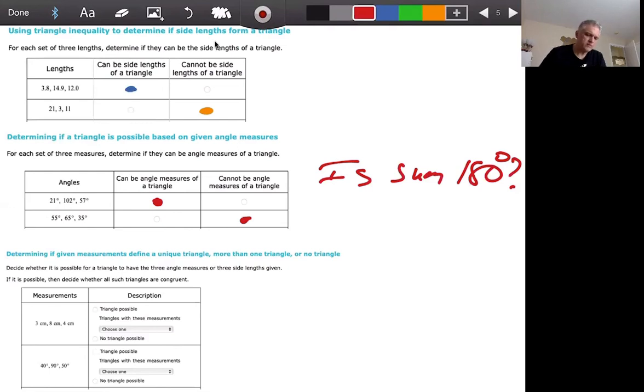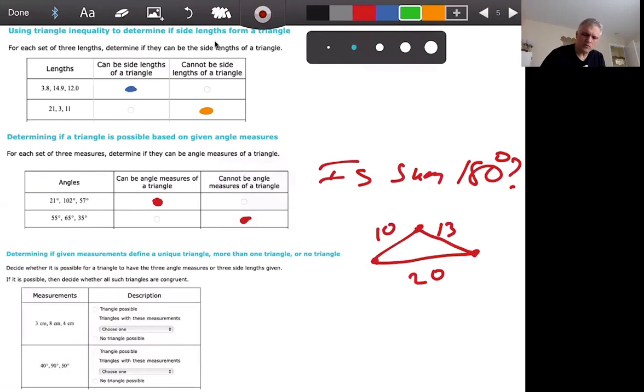So now we've got: determine if given measurements define a unique triangle, more than one triangle, or no triangle. The first one is pretty straightforward. If I have 3 segments, let's say 10, 20, and 13. Okay, 10 plus 13 is greater than 20. Boom, it's a triangle. And I know that there are no other sizes of sides that can give me 10, 13, and 20.